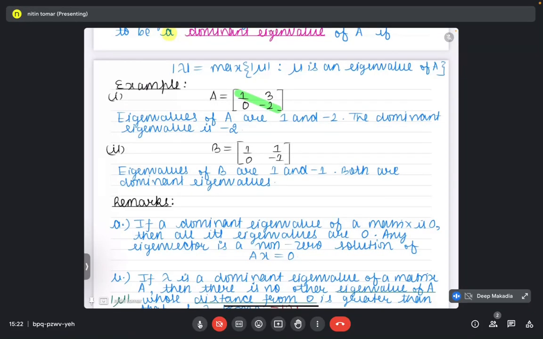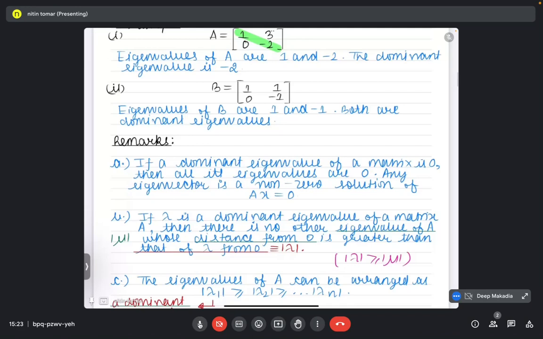There can be more than one dominant eigenvalue. For example, you take B to be, let's say, 1 and minus 1, and again take 1. Then what are the eigenvalues? So the eigenvalues of B are 1 and minus 1. Both are dominant eigenvalues. So it is not necessary that the dominant eigenvalue will be unique. So that is why we wrote a dominant eigenvalue, not the dominant eigenvalue. Okay. So few remarks.